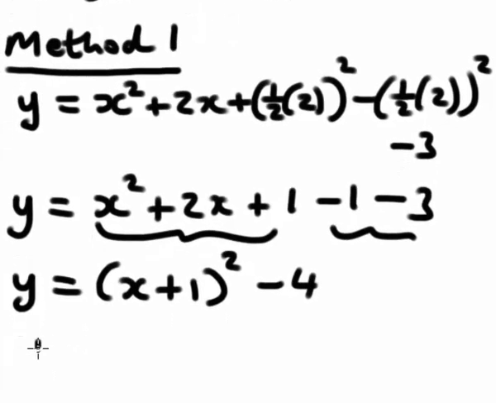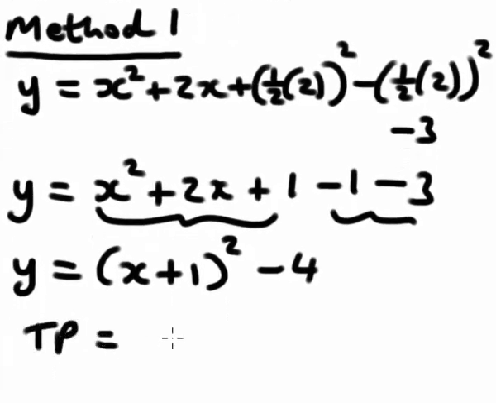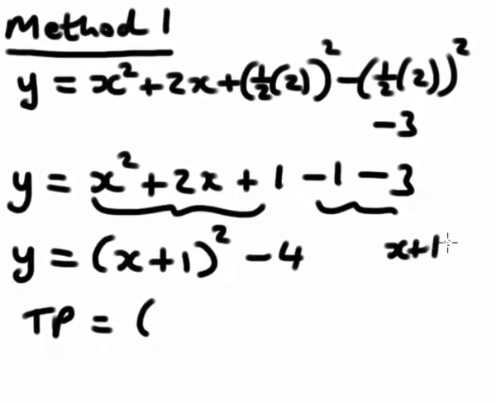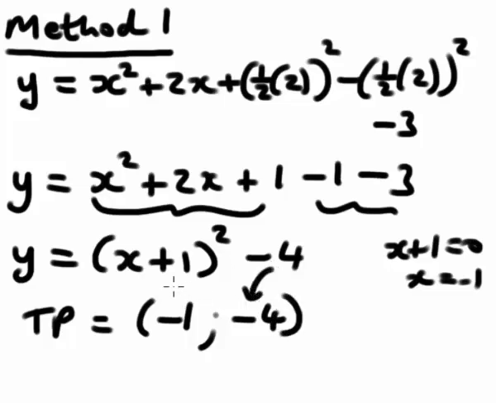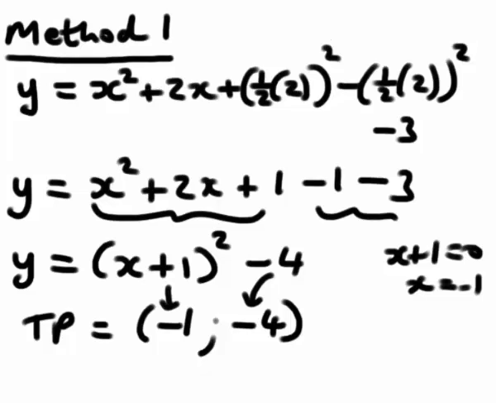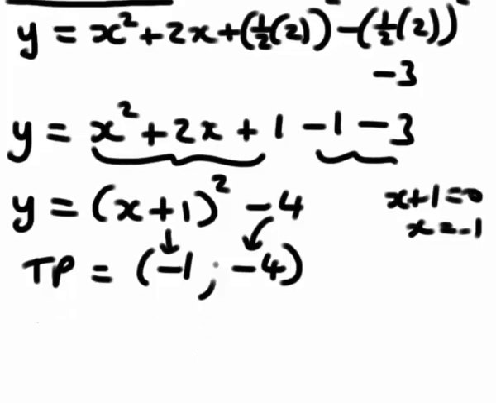The turning point, if you remember from grade 11 days, is you go x plus 1 is equal to 0, and you solve for x. So you got negative 1, it was a different sign, and the y value of the turning point was minus 4. That was your turning point, completing the square. Not a very favorite method, but one method anyway.